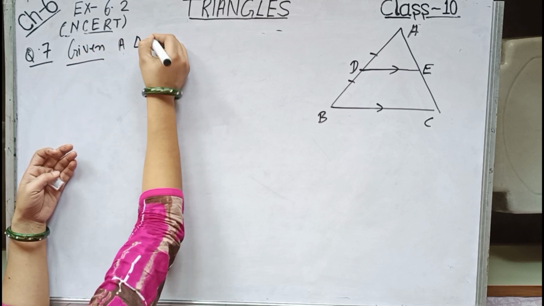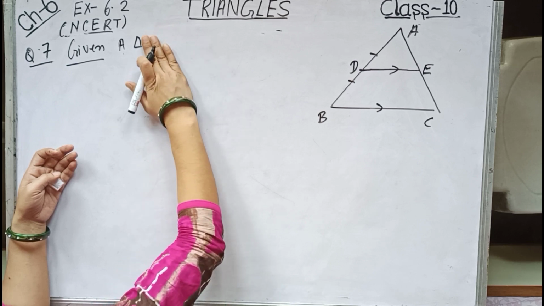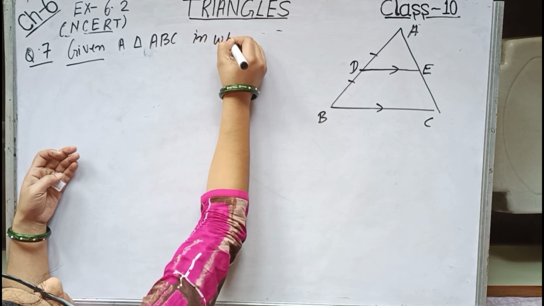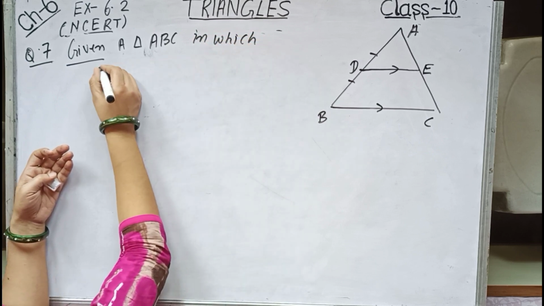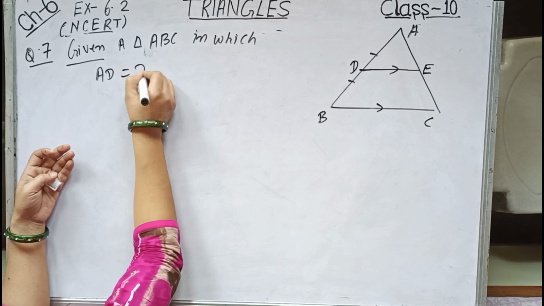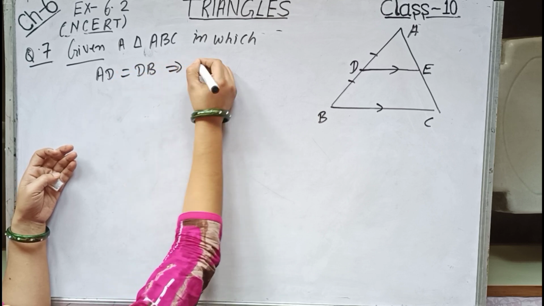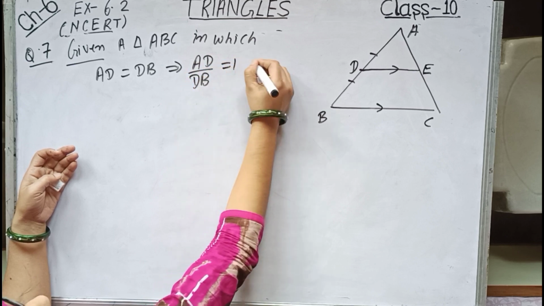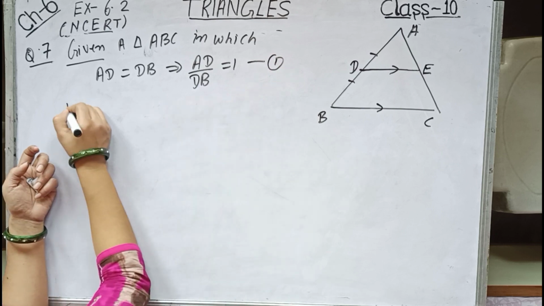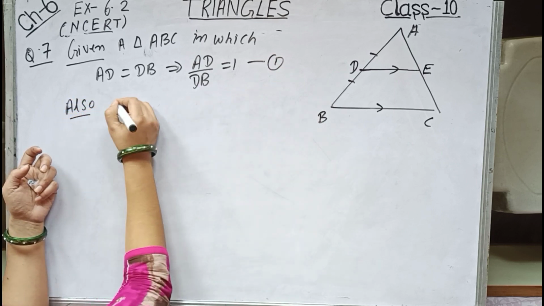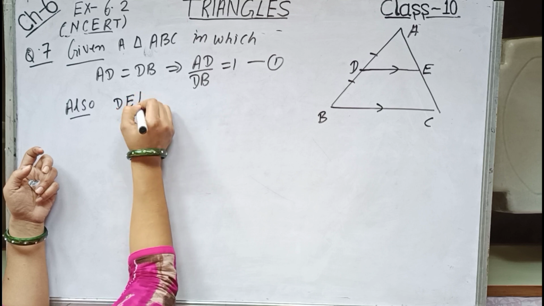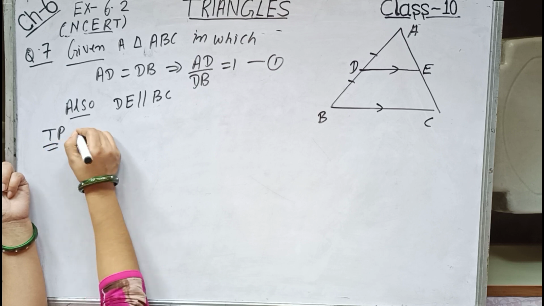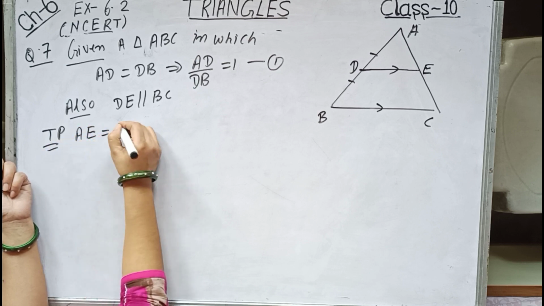a triangle ABC in which AD equals DB. This implies AD by DB equals 1, we can write. Also DE is parallel to BC. To prove AE equals EC.